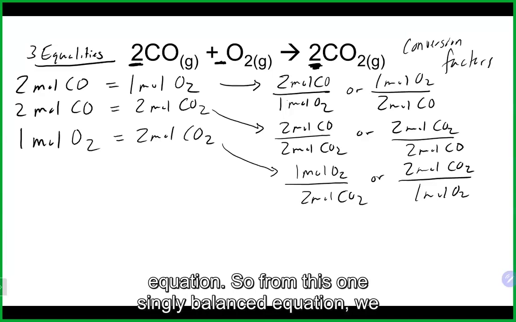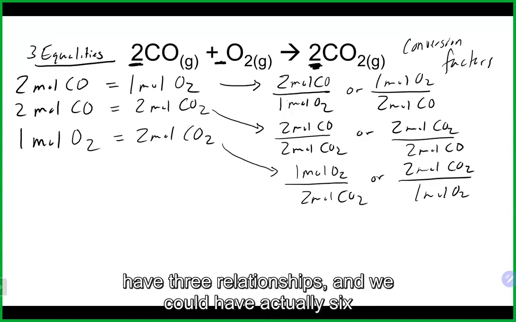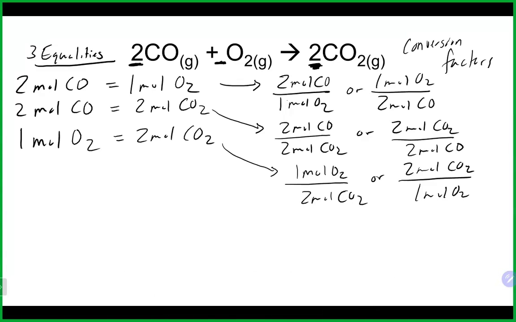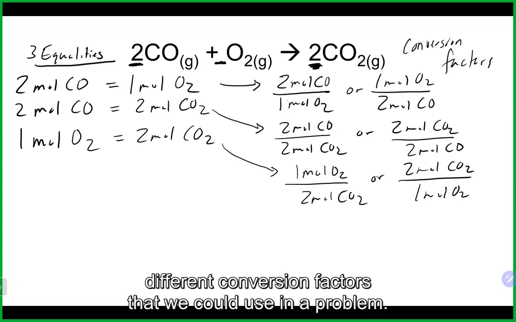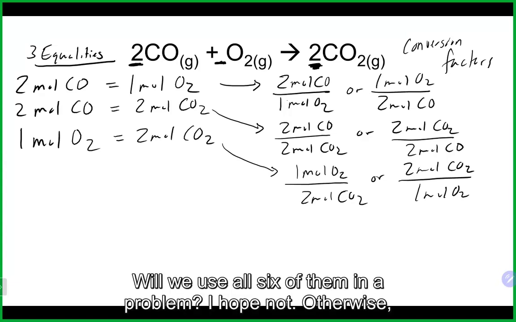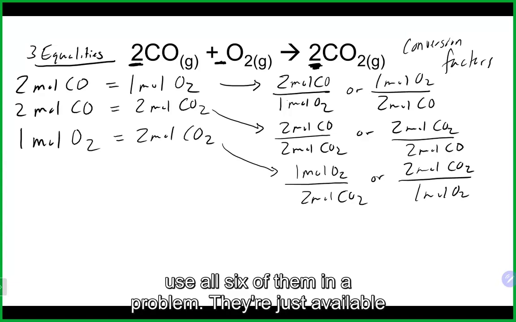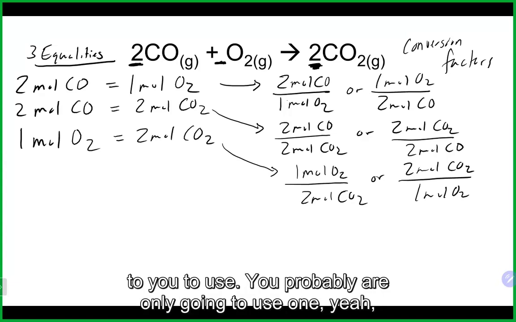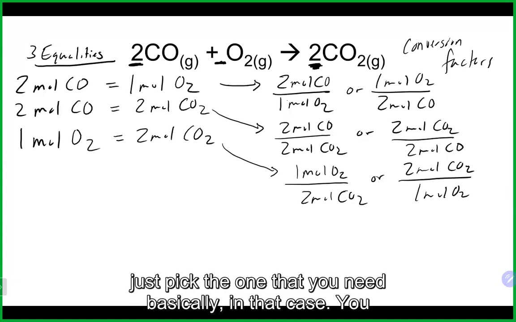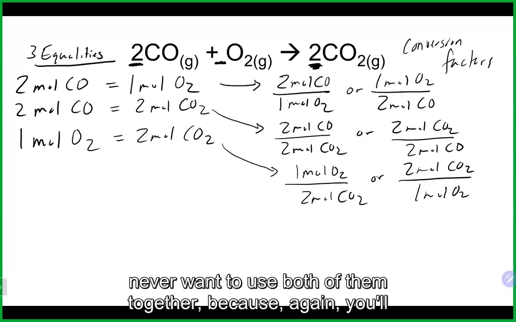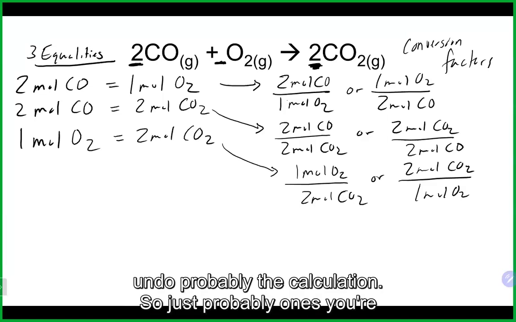So from this one balanced equation, we have 3 relationships, and we could have actually 6 different conversion factors that we could use in a problem. Will we use all 6 of them in a problem? I hope not. Otherwise, you're doing something really wrong. You should not use all 6 of them in a problem. They're just available to you to use. You probably are only going to use one. Just pick the one that you need. You never want to use both of them together because, again, you'll probably undo the calculation. So just pick the ones you're going to use.